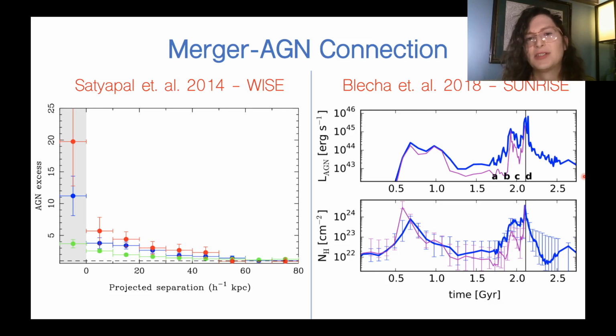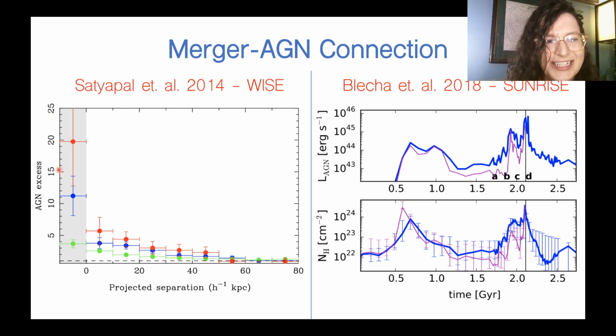Before I get into my results, a little bit of background. We started off looking at the merger AGN, or active galactic nucleus, connection. And I'm going to share with you two prior results, one observation and one simulation. On the left-hand side is a result from Saeb et al., where they took the WISE color matching criteria and applied them to the Sloan Digital Sky Survey.